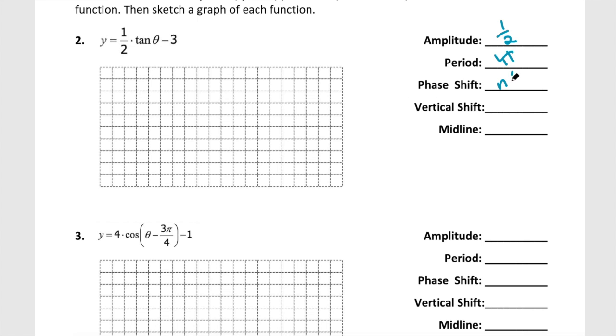There's no phase shift occurring because there's no number inside the parentheses with our angle being subtracted or added. There is a vertical shift of -3 units, which means our midline, which is usually our x-axis, or y equals 0, is going down 3 units. So it's now y equals -3. Let's once again sketch our coordinate plane.